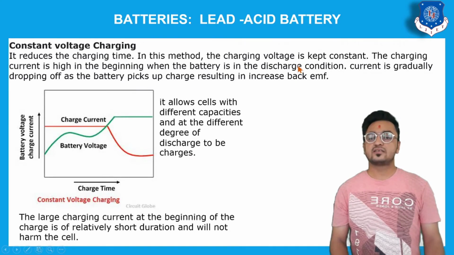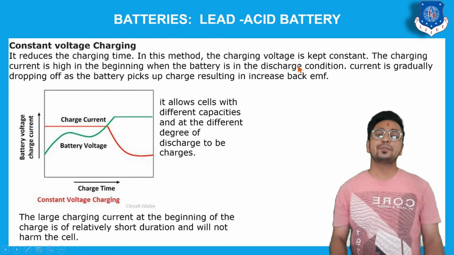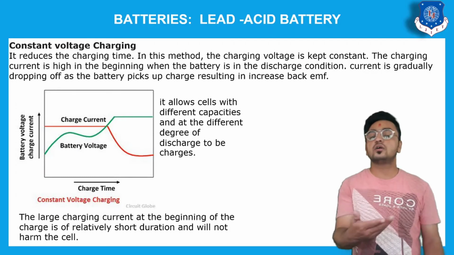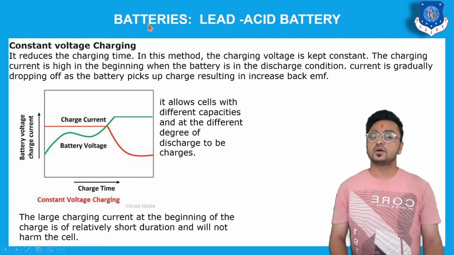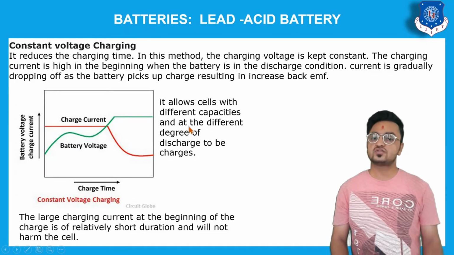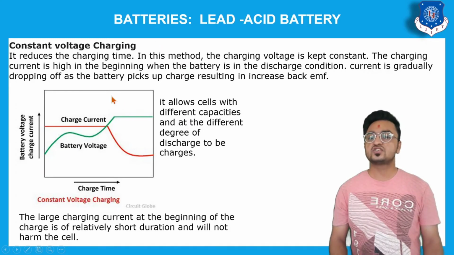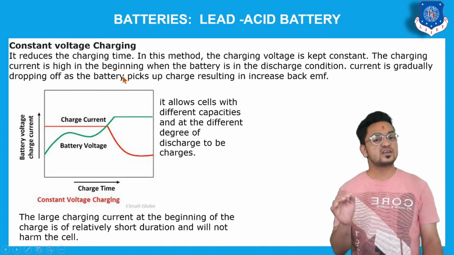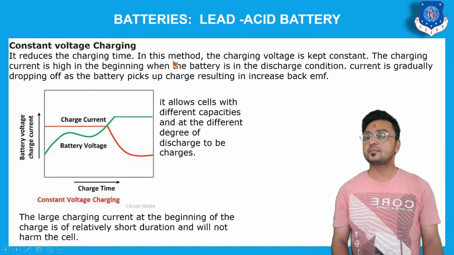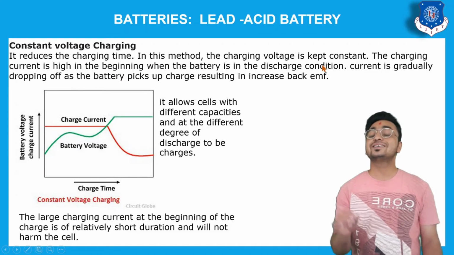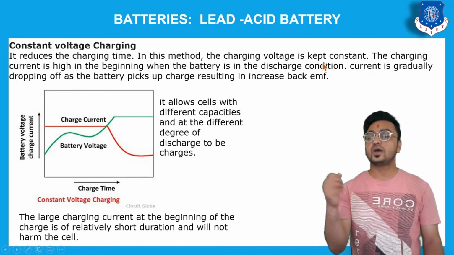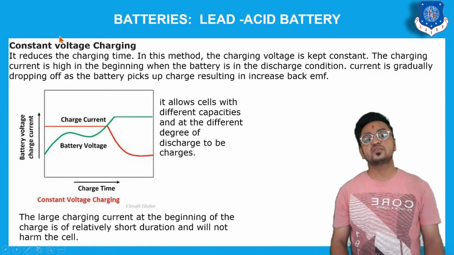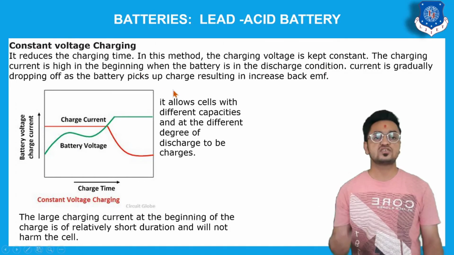Now, next are the various charging methods of a lead acid battery. This can also be applicable to other batteries. So, the first method is constant voltage charging. So, what is constant voltage charging? Let's discuss it. Now, it reduces the charging time. In this method, the charging voltage is kept constant, and as we are considering the charging voltage as constant, that's why we have named this method constant voltage charging.